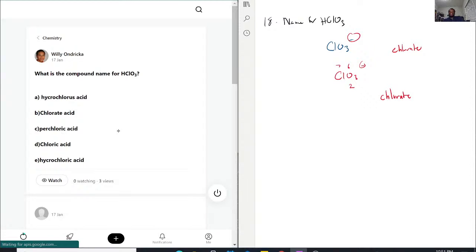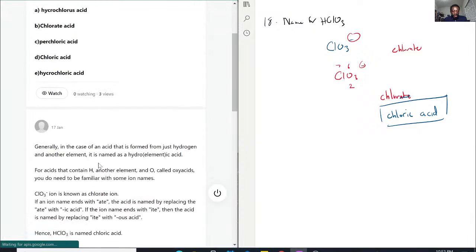By adding the H. So what happens is that for chlorate ions, you have to go ahead and drop the ate, and it's going to be chloric. Okay, you add an IC, and beyond the IC there's a space and you say acid. So at least in theory, if that one is indeed chlorate, it would be chloric acid. That is my final answer for this. Okay, and let's see what they say.